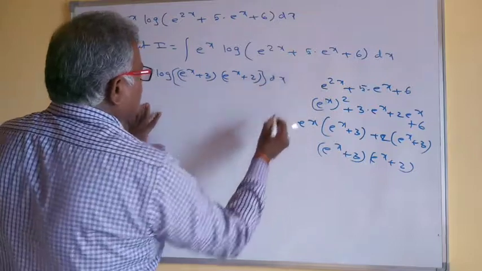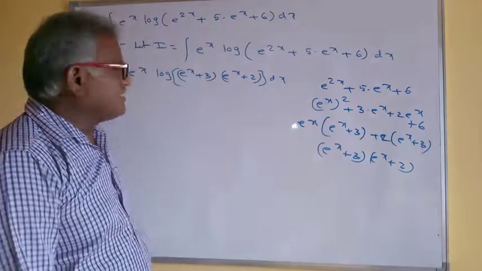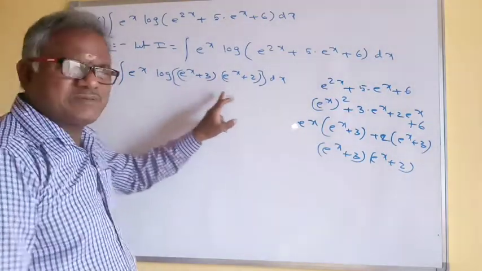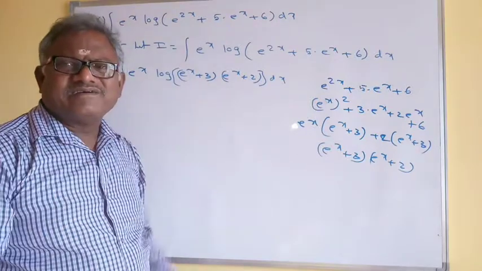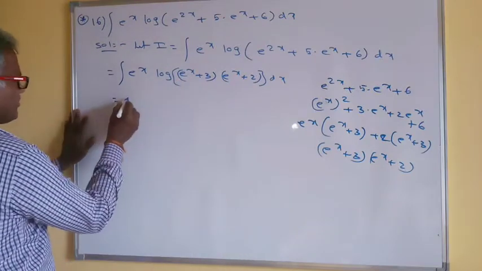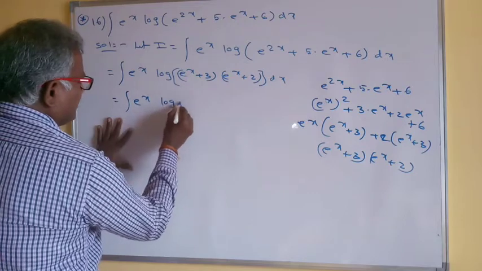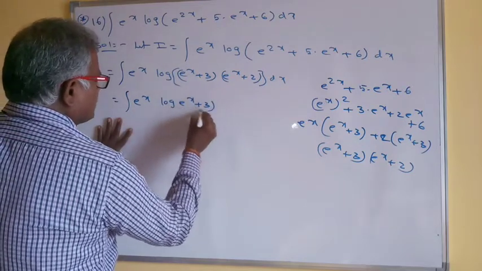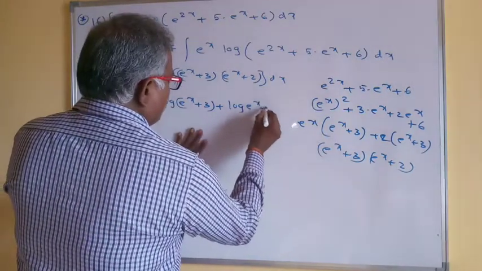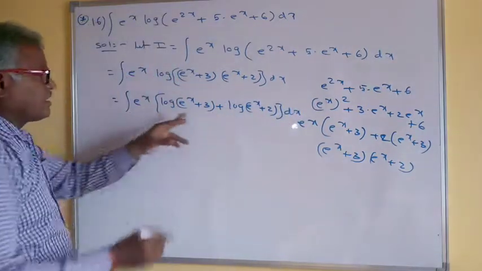So dx. Here you see the log mn formula. Here, only a single function is not there. Suppose log of e power x plus 3, directly you have to use the by parts formula, but two functions will be there. So write down that formula: log mn is log m plus log n.